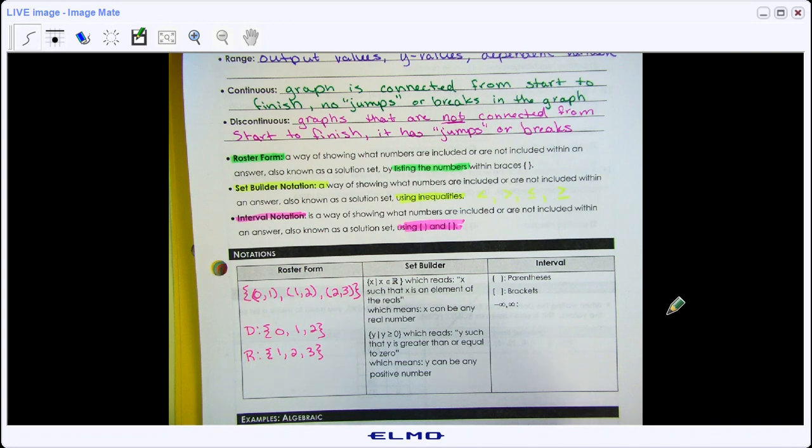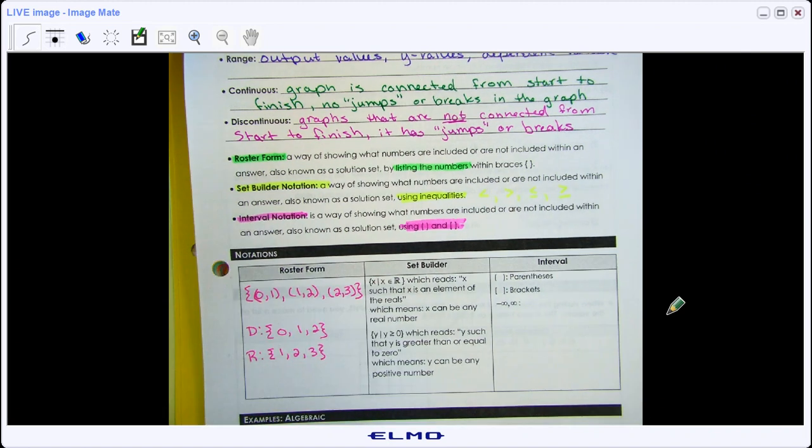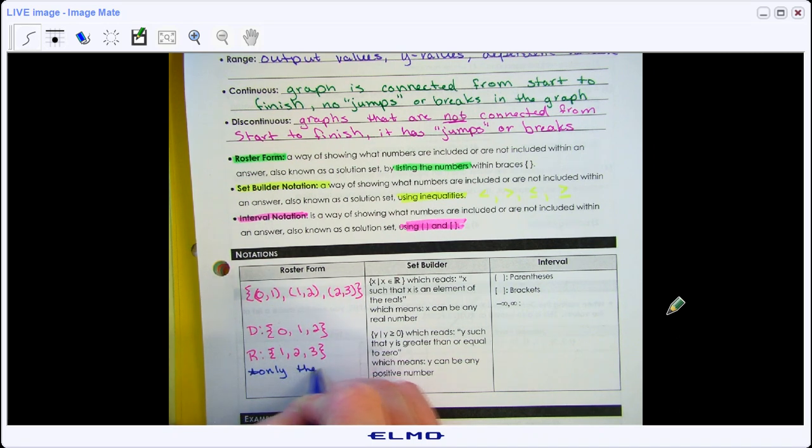Thank you. Excuse me for that. So roster form is used when you need to make a list. Now we're making a list because your domain is only these values. It's no decimals. There's no fractions that are included. It's purely 0, 1, and 2. There's nothing else being used there.